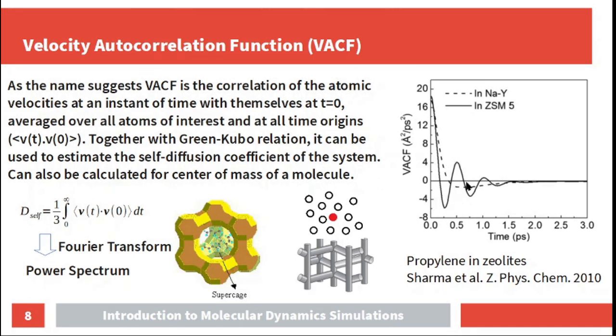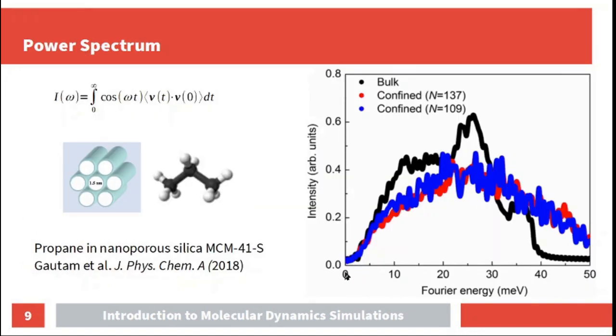The motion is more agitated in ZSM5 as compared to NaY. That is because the pore dimension here is much smaller. So the system is more crowded here, and you would encounter many more collisions as compared to here. So this is just to give you an idea how you can calculate different quantities and how you can interpret them to get an understanding of the system.